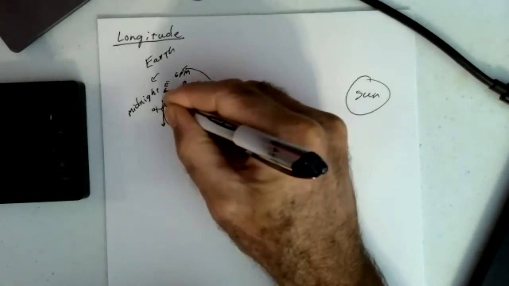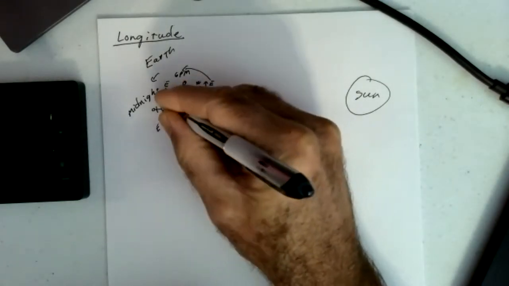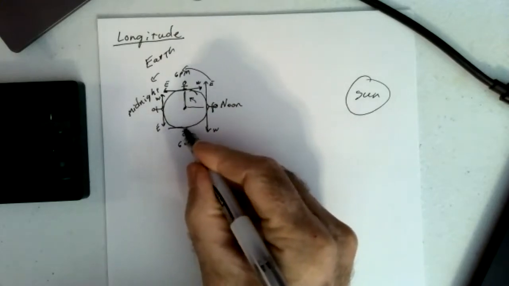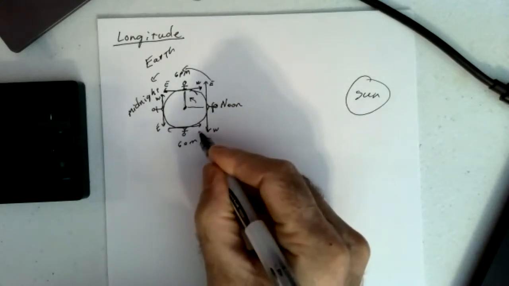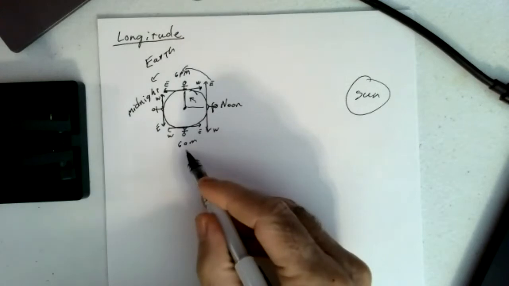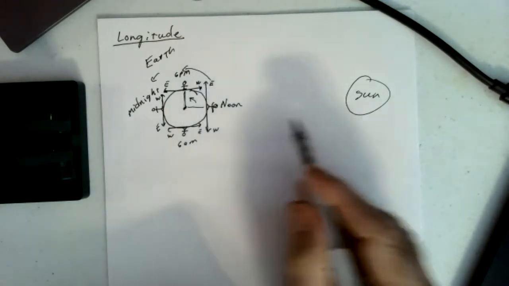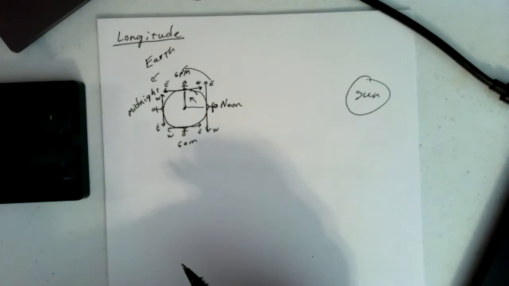Over here, we have east and west. And down here, we have east and west. Notice at 6 a.m., east now points towards the sun because the sun is rising and it's in the eastern sky.